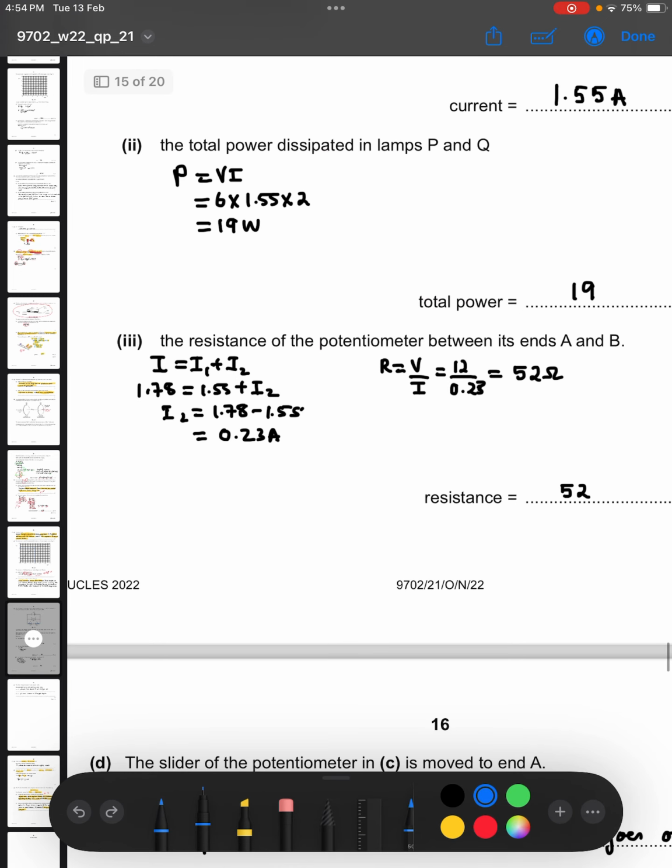Then next, the resistance of the potentiometer between its ends A and B. So the question is looking for the resistance of the potentiometer between its ends A and B. So to look for the resistance of the potentiometer, we must look for the current through the potentiometer.